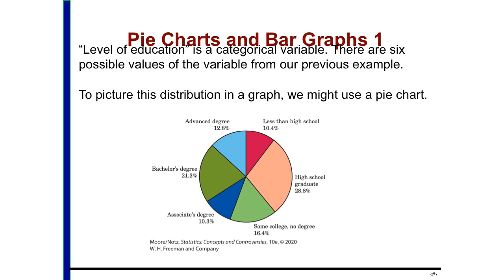So the level of education data that we had in that table is a categorical variable, but there are 6 possible values of the variable. So everybody in the whole United States can go into one of those 6 categories. If you never graduated from high school, you go in the less than high school category. If you have a PhD, you got your doctorate, you're in the advanced degree category. So for this case, it makes sense that we are able to picture this distribution in a pie chart.